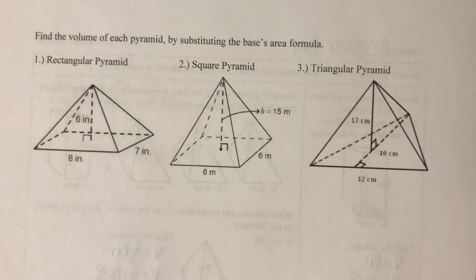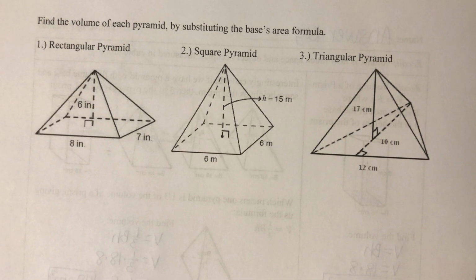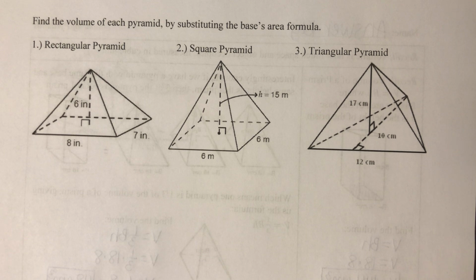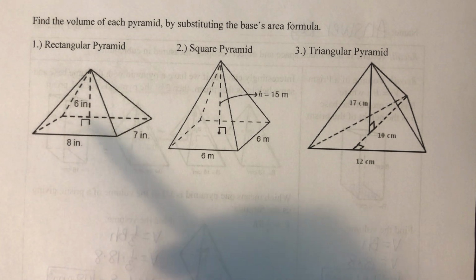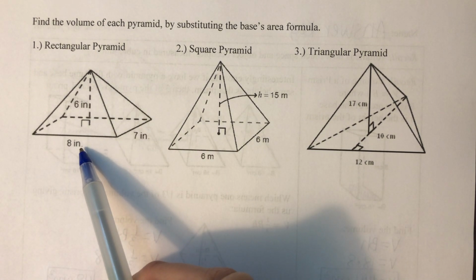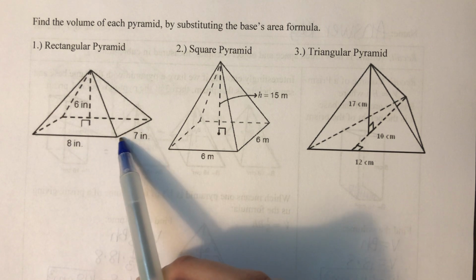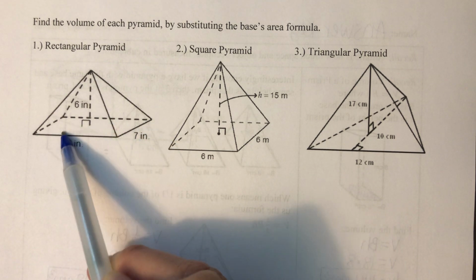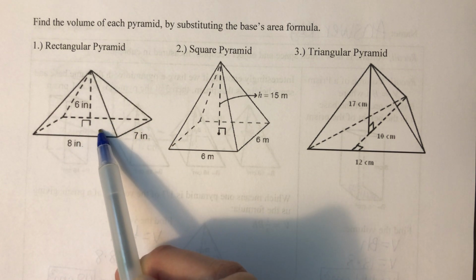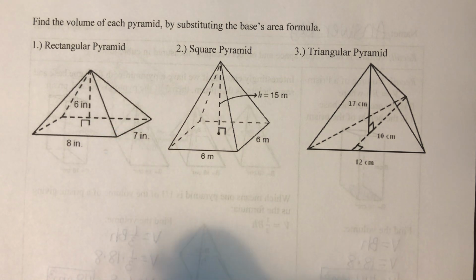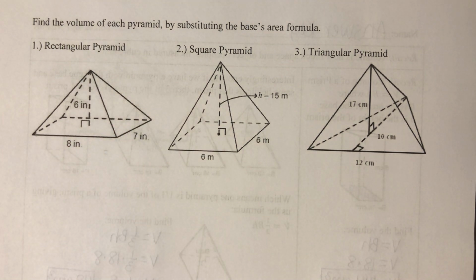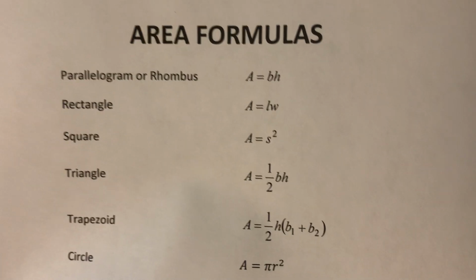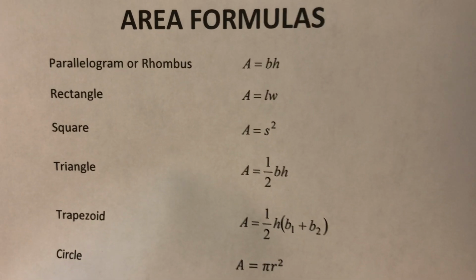All right, now we're getting into the trickier ones. They are not going to give us the area of the base. You can look at the first one. They tell me this dimension and this dimension. I don't see any square inches pointing to that whole face. So I'm going to have to calculate the area first. Again, we're going to need those area formulas. That sheet, I'm using those a lot this unit.